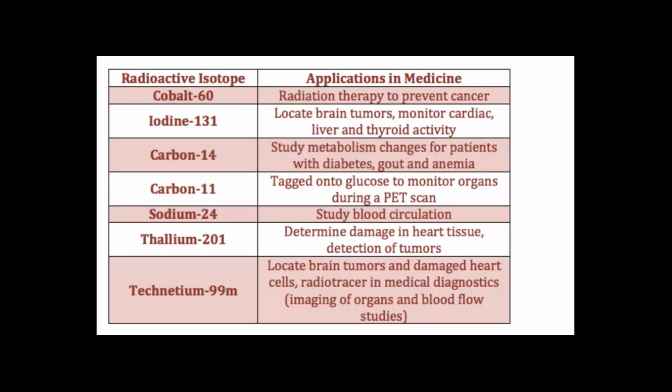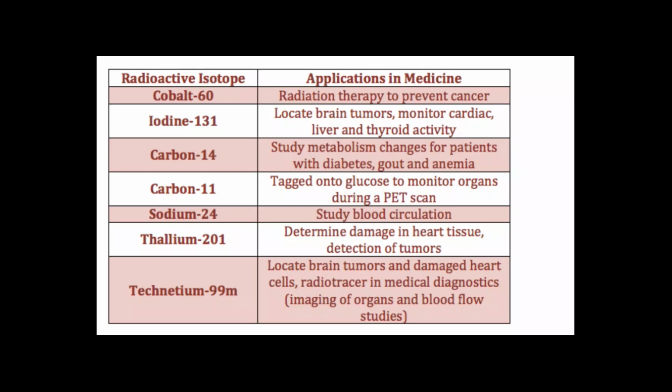Other applications. Cobalt-60 is used to prevent cancer. Iodine-131 is used to locate brain tumors and monitor cardiac, liver, and thyroid activity. Carbon-14 is used to study metabolism changes for patients with diabetes, gout, and anemia. Carbon-11 can be tagged onto glucose to monitor organs during a PET scan.